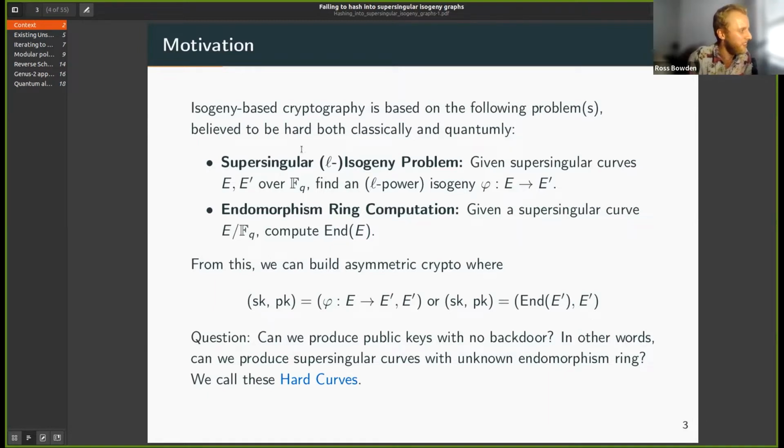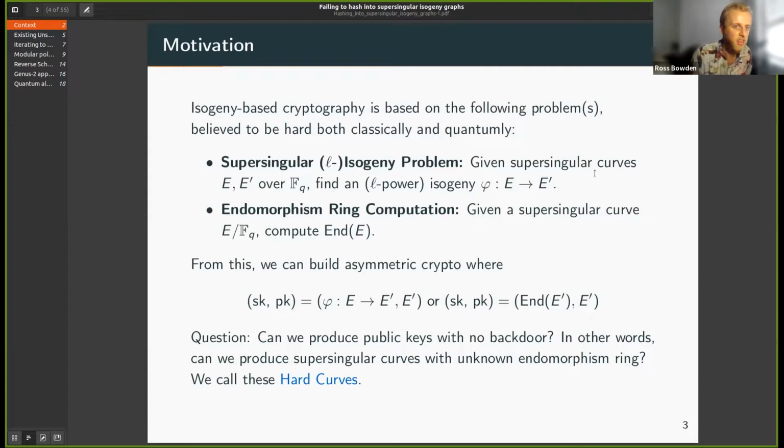The reason this is of interest to cryptographers is this problem here, which is called the supersingular isogeny problem. This is the problem that says, if I give you two curves defined over some finite field, can you find some map between them? These maps we call isogenies, and they're group homomorphisms. We believe this problem is hard, both classically and quantumly, which is why it's gained a lot of traction recently with the need to transition to post-quantum forms of asymmetric crypto.